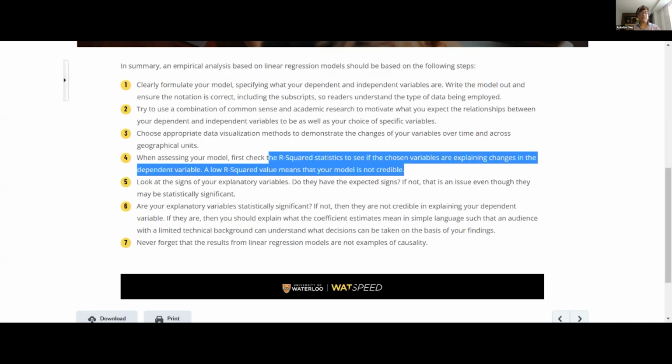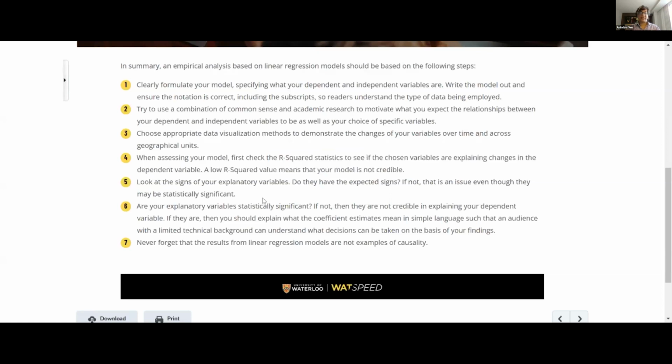Next step, step 5, look at the signs of your explanatory variables. Again, do they have the expected sign? Because if you present your research transparently, the first thing someone will say is, why does your right-hand side variable have the wrong sign? So that's something to be very cognizant about.